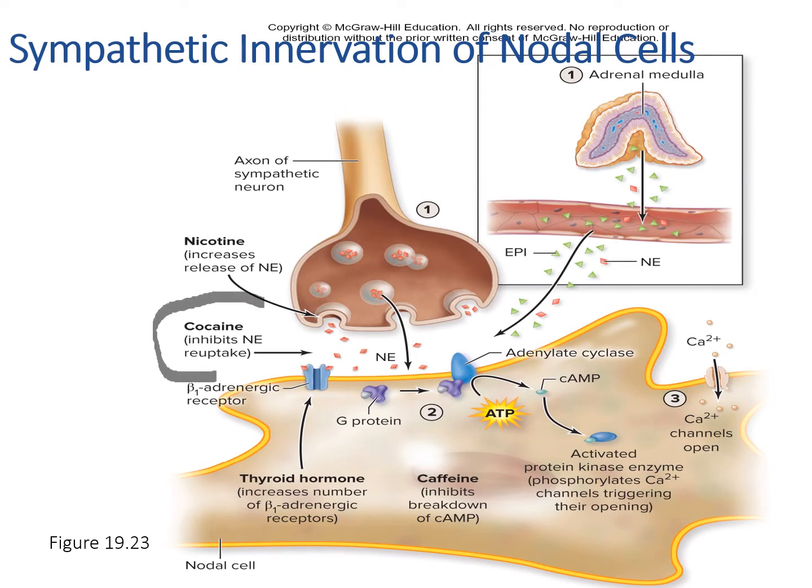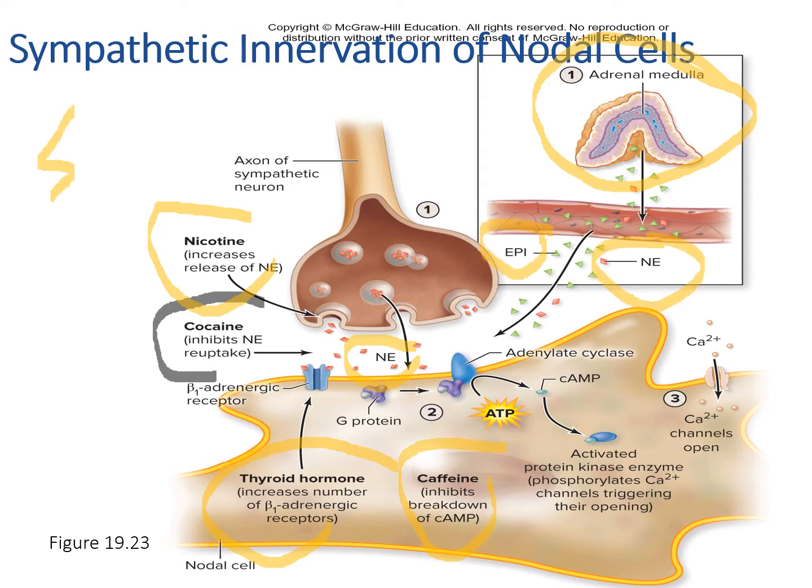Cocaine and norepinephrine and being nervous, nicotine, all of these things can affect those nodal cells, thyroid hormone, caffeine, and cause our heart to beat a little more vigorously or faster. So does being nervous, the adrenal medulla releasing epinephrine, norepinephrine, all these things are sympathetic innervations of those nodal cells.